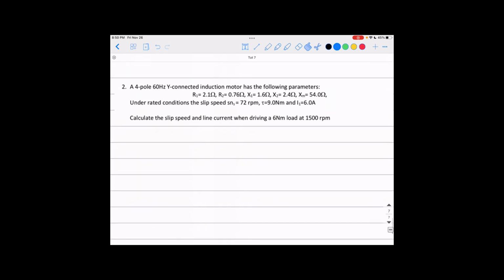That is another problem. It's saying that a 4-pole 60 Hz Y-connected induction motor has the following parameters. Okay, so it's just giving you this information: the number of poles is 4, the rated frequency is 60 Hz, and it is a Y-connected induction motor, and he's giving you these equivalent circuit parameters.